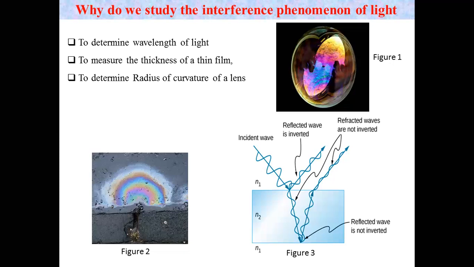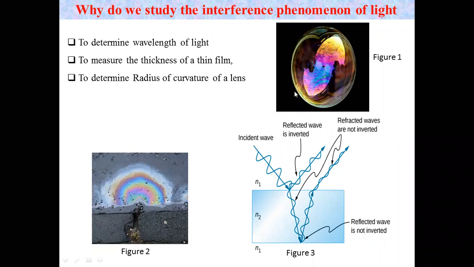So you cannot measure this tiny thickness with the help of a standard thickness measuring instrument such as a meter scale, slide calipers, screw gauge, and spherometer. But you can easily measure this tiny thickness using the interference phenomenon of light.